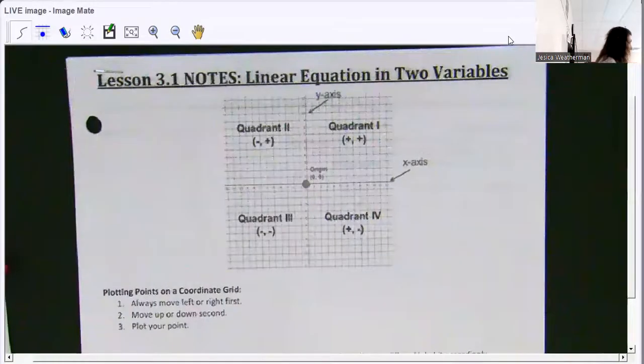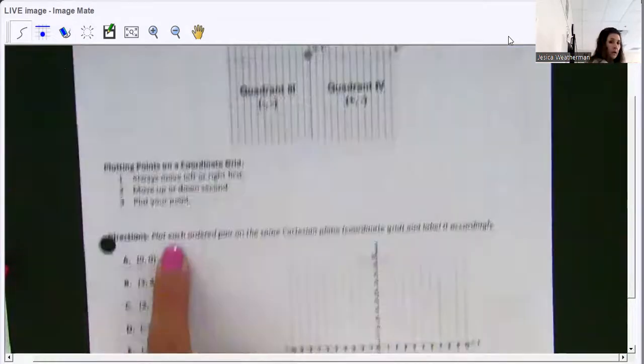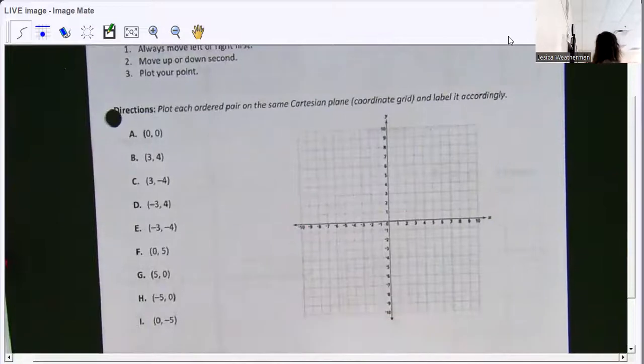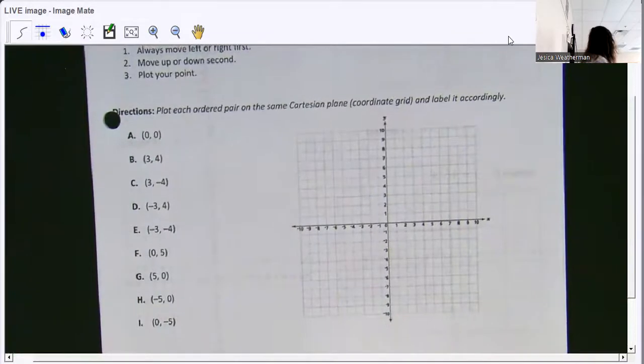Okay, so lesson 3.1 is about linear equations in two variables. And the first thing that we're going to do is graph all of these ordered pairs right here. Again, this is review from pre-algebra, so everyone should pretty much have that done. If you're watching the video, go ahead and pause it and plot your points and then unpause it to check your answer. For the class right now, I'm going to go ahead and show you my answers so you can check them.